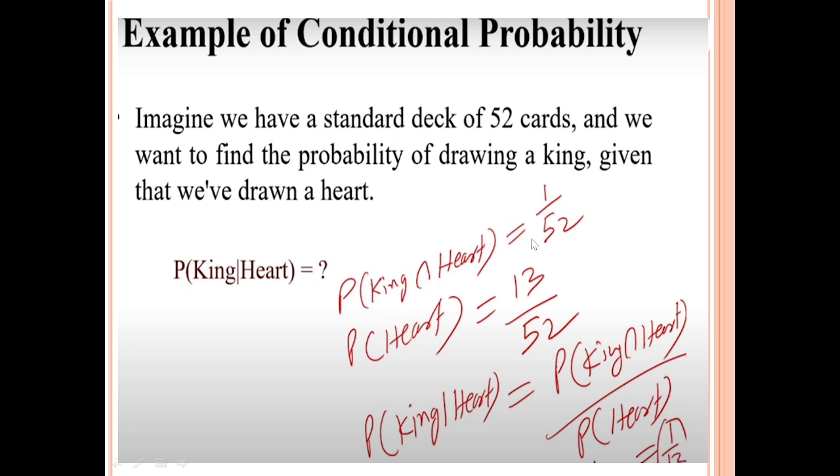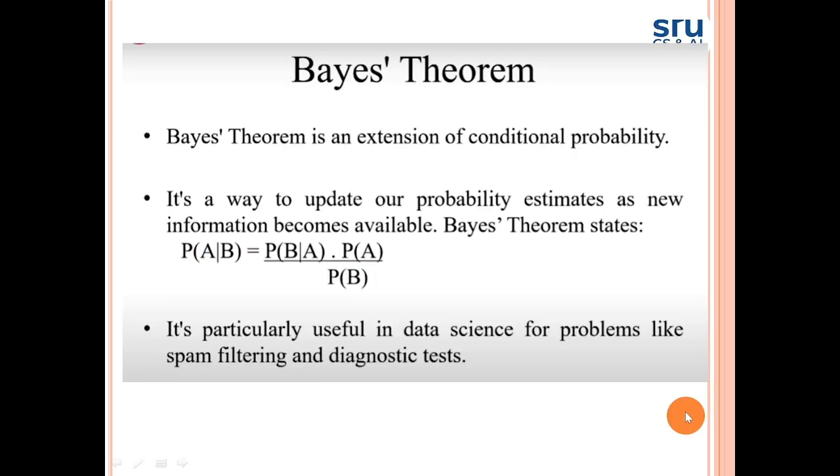First, we have 52 cards, so 1 by 52. Then the heart is given, so the probability of this is 13 hearts, 13 by 52. So the probability of king when heart is given, we have to use the simple expression and this equation, and when we apply this equation, we get 1 by 13.